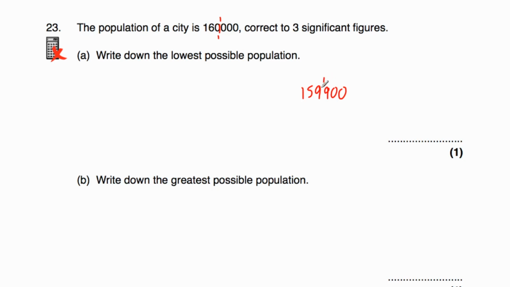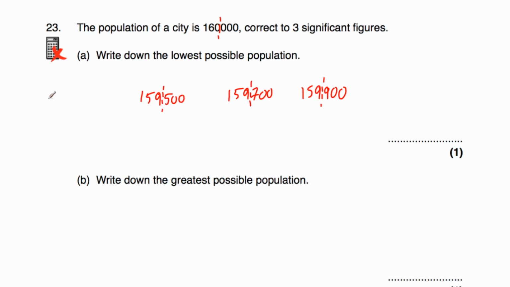So we could have had 159,900. If we round that to three significant figures, it would round up to 160,000. We could have a lower number. We could have 159,700, and that would also round up to 160,000 to three significant figures. We could have something even lower. We could have 159,500. And if we rounded 159,500 to three significant figures, that would round up to 160,000, because the 5 would round the 9 up, and then you would have 160,000.